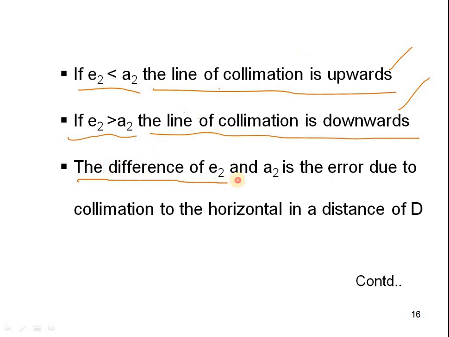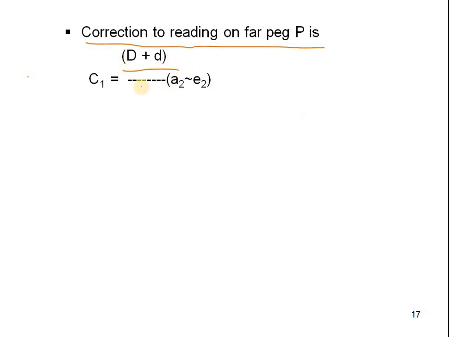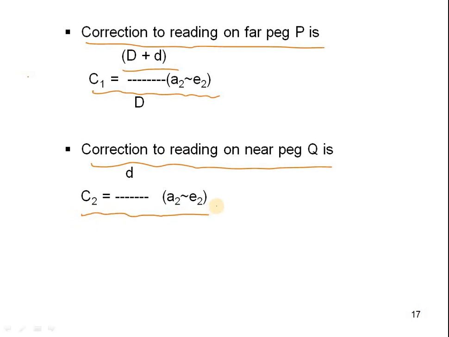The difference of E2 and A2 is the error due to collimation to the horizontal in a distance of capital D. So the correction to reading on far peg P is capital D plus small d, that is C1 is equal to A2 minus E2, therefore D. The correction to reading on near peg Q is small d, C2 is equal to A2 minus E2.